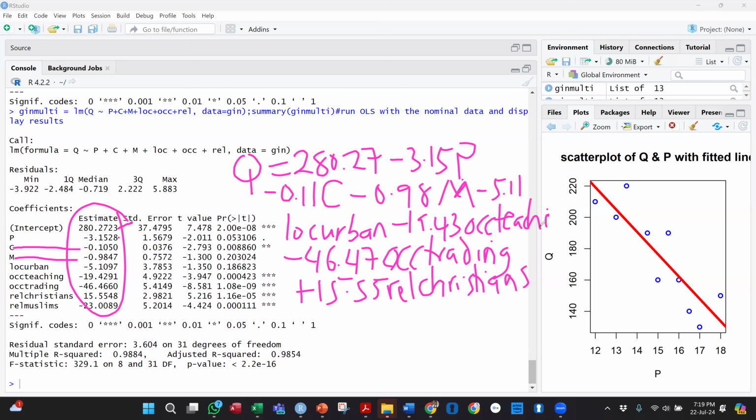Then the next one is negative 23.01. And that is religion or real Muslims. Real Muslims. Now, this is an estimated equation, so you don't bring any error term. You leave the rest just like that.